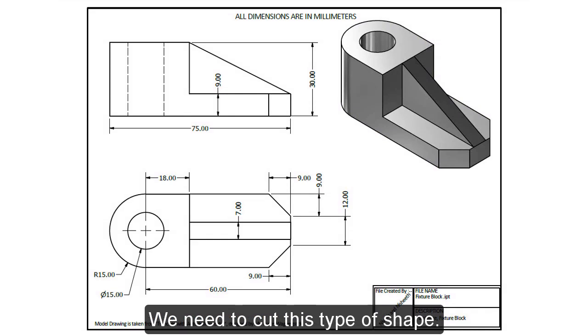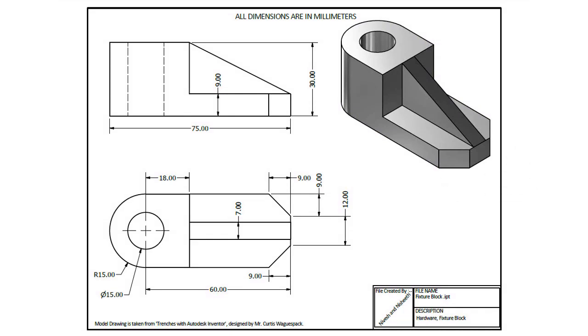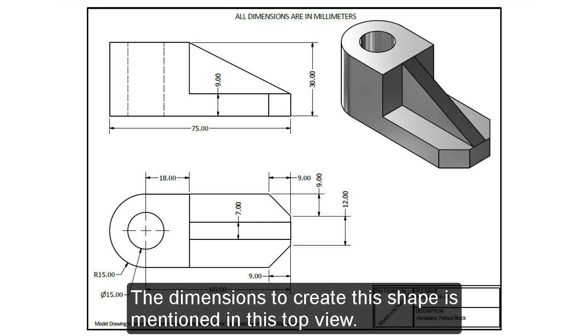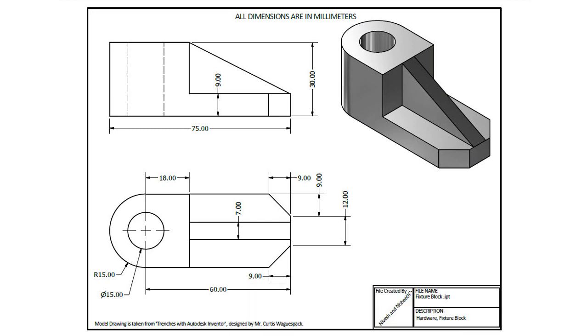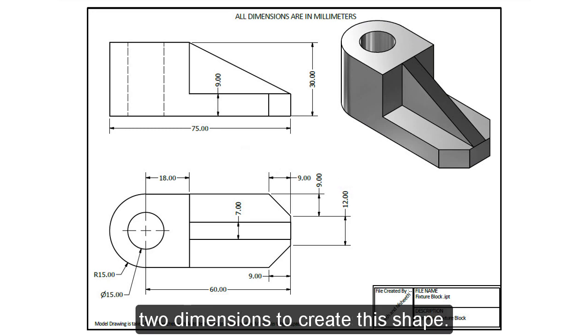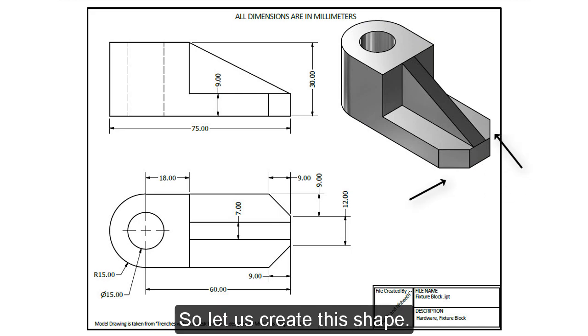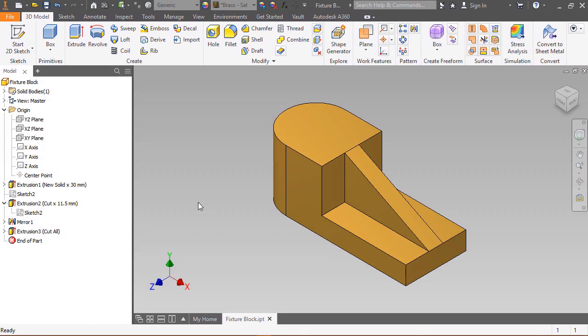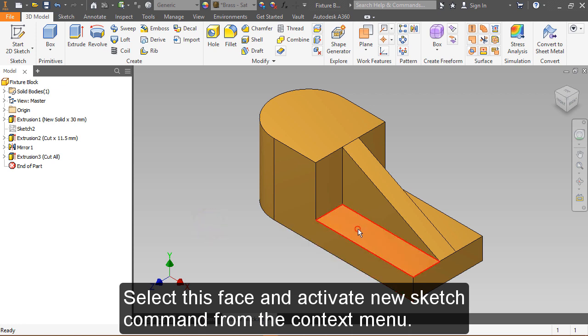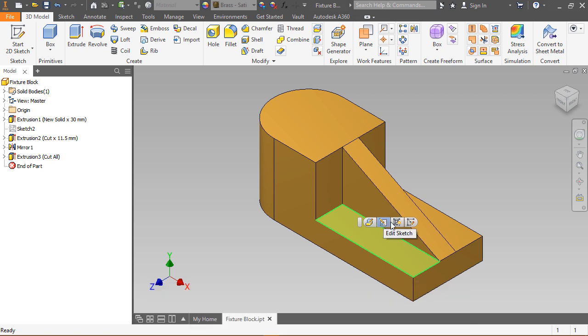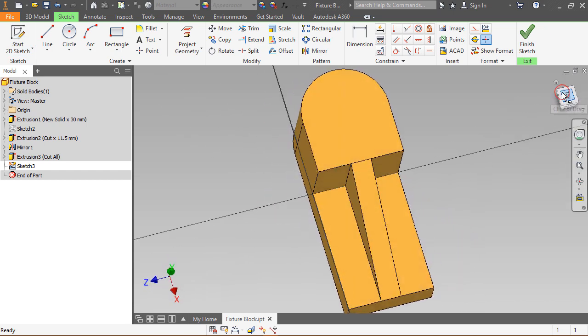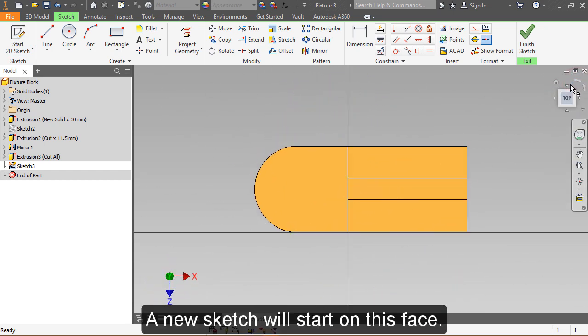We need to cut this type of shape. The dimensions to create this shape are mentioned in the top view. We will use these two dimensions to create this shape. So let us create this shape. Select this face and activate the new sketch command from the context menu. A new sketch will start on this face.